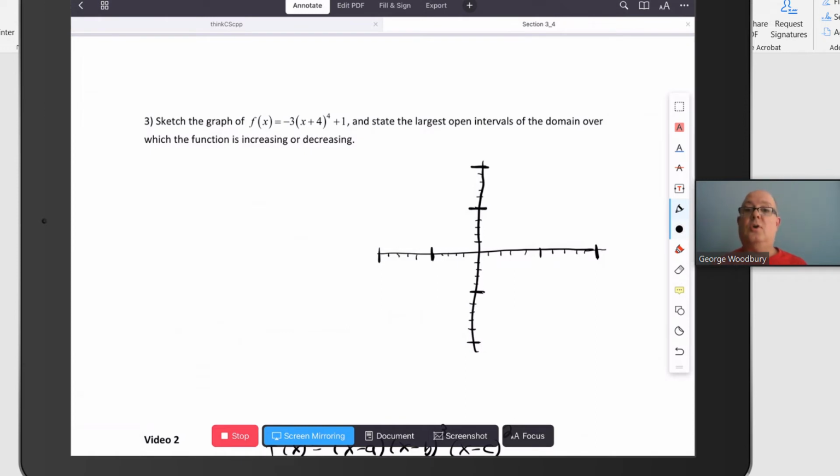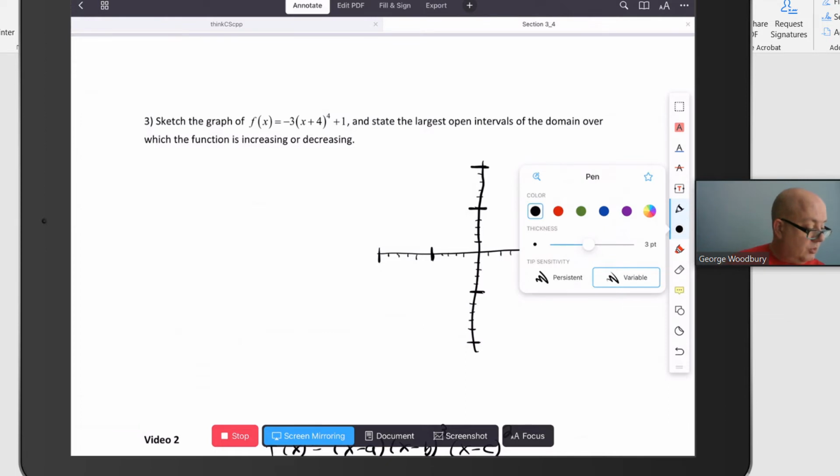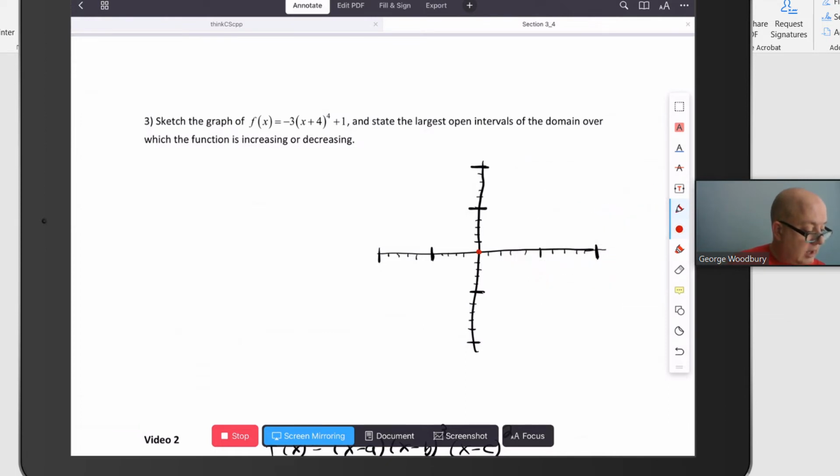I'm going to start with what the graph of x to the 4th looks like, and I'll do that in red again. I know that it goes through 0, 0, 1, 1, and -1, 1. And then it goes up really sharply from there.